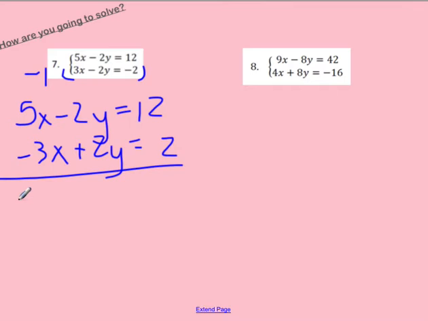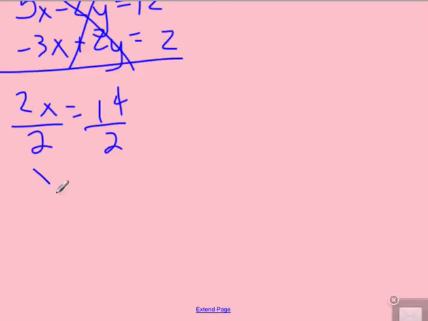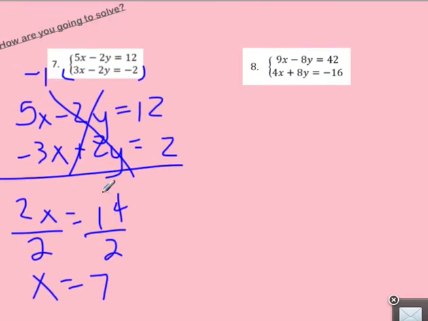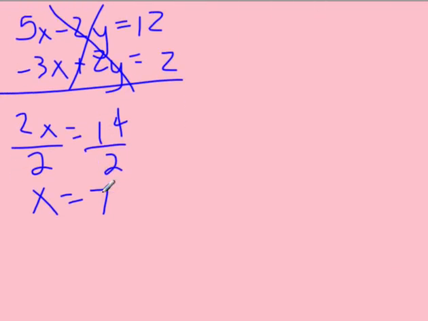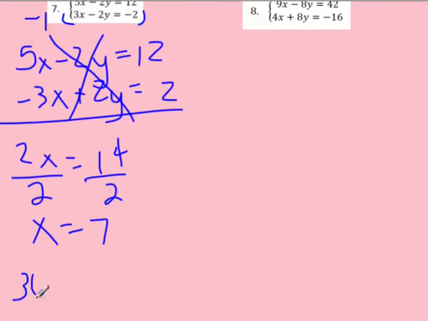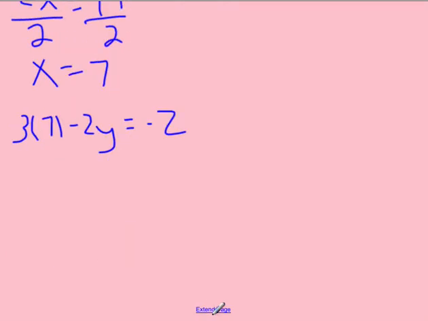So 5x minus 3x, that's going to give me 2x. Negative 2y plus 2y is going to cancel out. 12 plus 2 is going to give me 14. So then I'm going to go ahead and divide both sides by 2. And then I get that x is equal to 7. Okay, so now what I am going to do is plug in 7. So I'm going to do 3, and I'm going to put 7 in instead. Minus 2y is equal to negative 2. So then 3 times 7 is going to be 21 minus 2y is equal to negative 2.